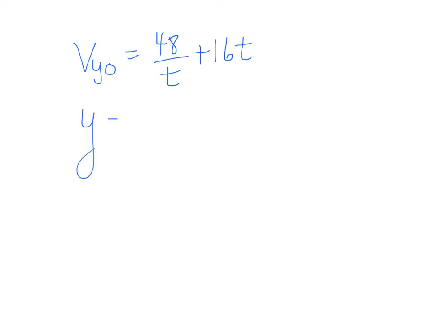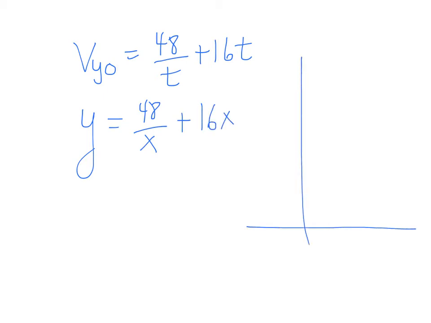So VY initial is equal to 48 over t plus 16 times t. That's y equals 48 over x plus 16x. This is what you plug into your calculator, and you're going to get a graph that has a minimum. You get a minimum value for your VY initial right here. Whatever that value is, that's the smallest velocity that you can use and still reach 48 feet. That's a better way to solve that problem than guess and check. Once you get this graph, you'll see a minimum there, so you'll have to fool around with your time. It's not going to take much time.